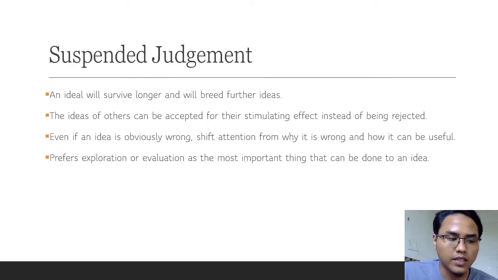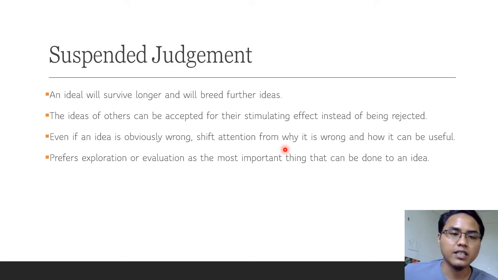So another technique of lateral thinking is suspended judgment, which is that an idea will survive longer and will breed the future's ideas, and the ideas of others can be accepted for stimulating effect instead of being rejected. After that, in suspended judgment also, if we have ideas that are obviously wrong, we can shift the attention from why it is wrong to how it can be useful.